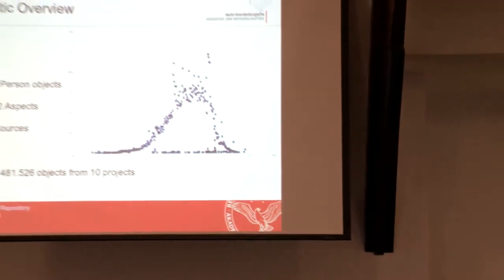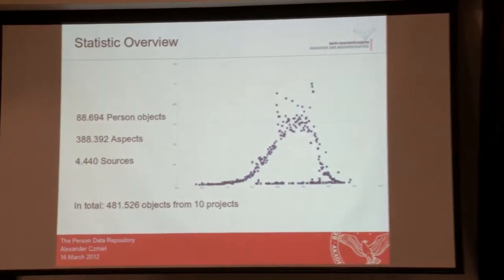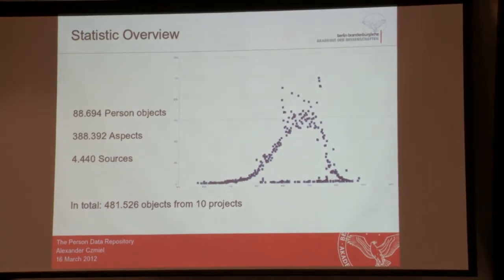So far, after 2 years, we have about 90,000 person objects, which is not equal to 90,000 persons, as this data comes from 10 different projects, and they're all doing research in the same period. That means there is an overlap, so that the 90,000 person objects are not referring to 90,000 persons. I cannot say how many persons.